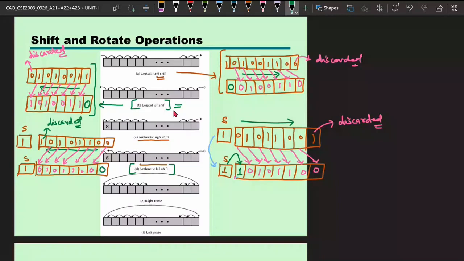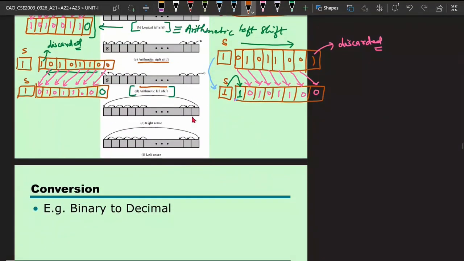It is equivalent to arithmetic left shift. So this is about the left and right shift, arithmetic and logical one. Next one is rotate. So in case of right rotate and left rotate, we will just see what is left and right rotate.